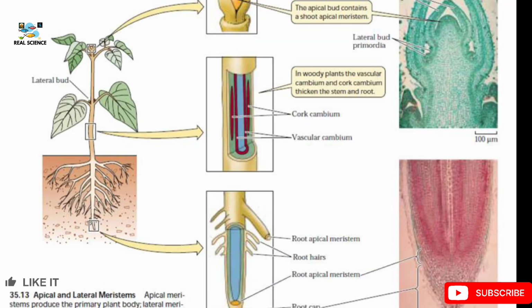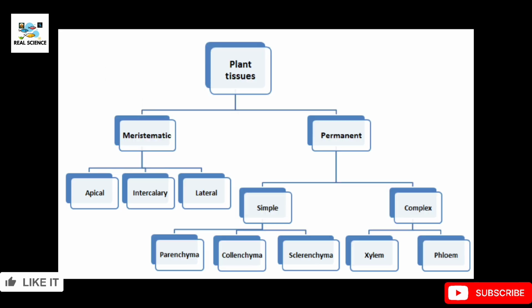Now see the apical meristem. It is present at the tip of the shoot as well as at the tip of the root. These meristems introduce new plant parts.